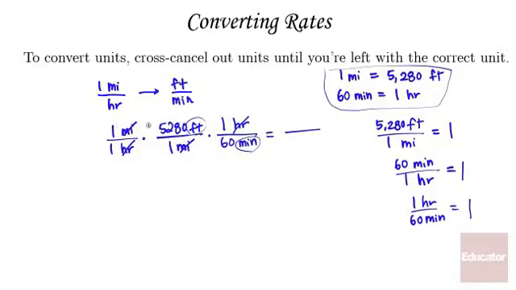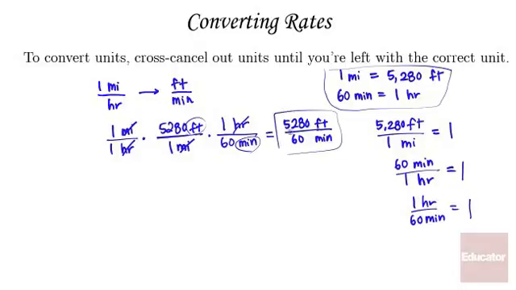So here my top is going to be 1 times 5,280 times 1, which is 5,280 feet over 60 minutes. Okay, so 1 mile per hour is the same thing as 5,280 feet over 60 minutes. So this would be my answer.